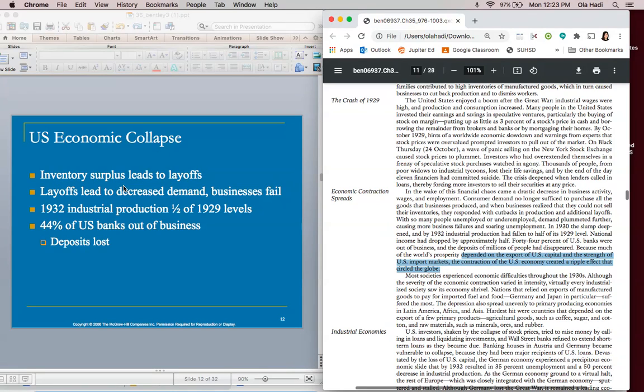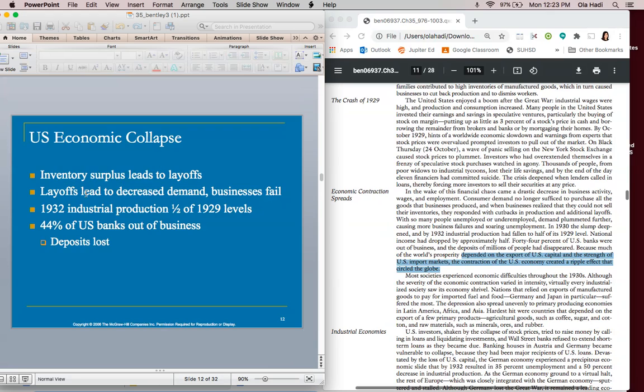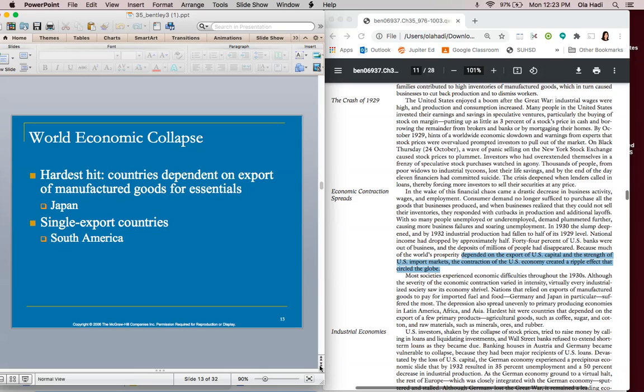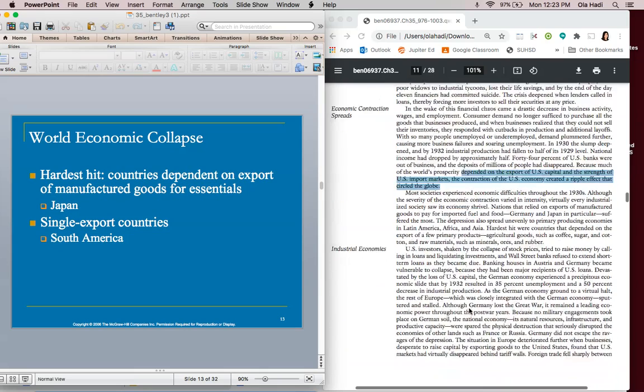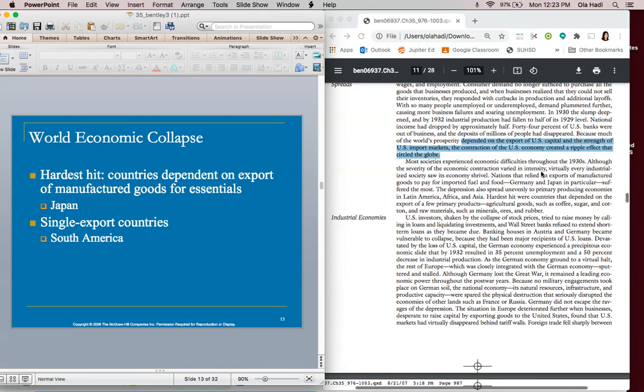So again, inventory surplus leads to people being fired or layoffs. Layoffs lead to decreased demand. Businesses fail. We talked about the reduction of U.S. industrial production and banks going out of business, people losing their deposits. You're not used to that now because some of your money is insured now, FDIC insured. Okay, so we're going to see these problems really mount in the 1930s.